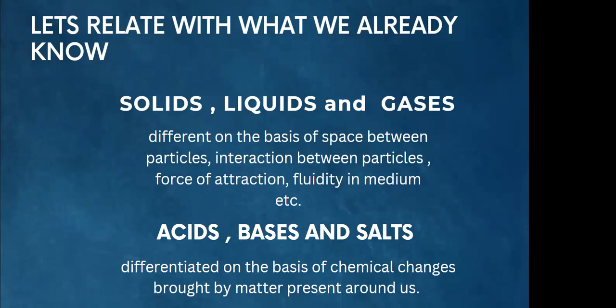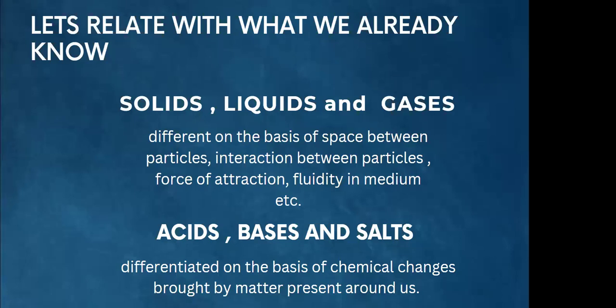If everything is solid around us, then there will be something common in between them. So for study, for knowledge, for research work, we do differentiation so that knowing one thing becomes a little easier for us. Similarly, when they enter class 10th, we are differentiating the same substances, the same matter, on the basis of chemical properties basically. So acids, bases, and salts is another differentiation of matter that we teach them in class 10th, on the basis of chemical changes brought by matter present around us.